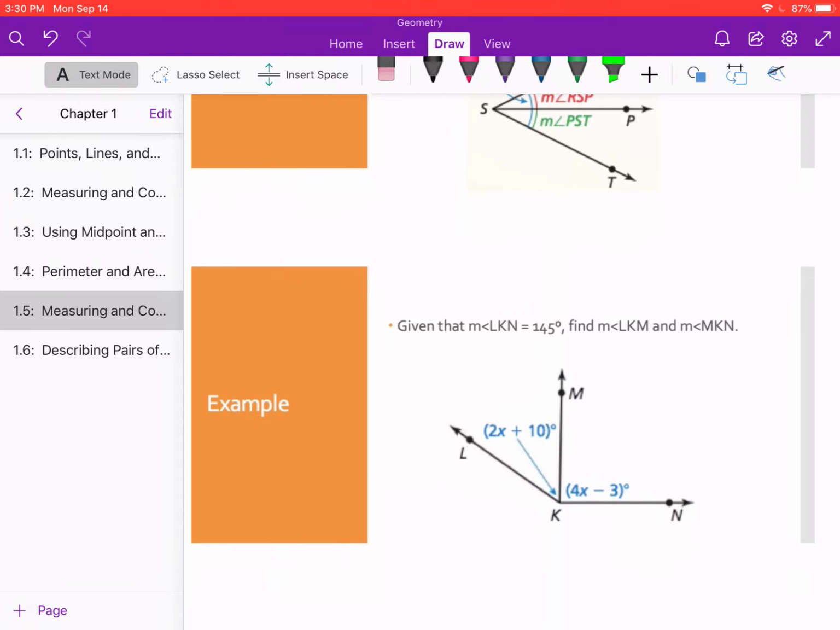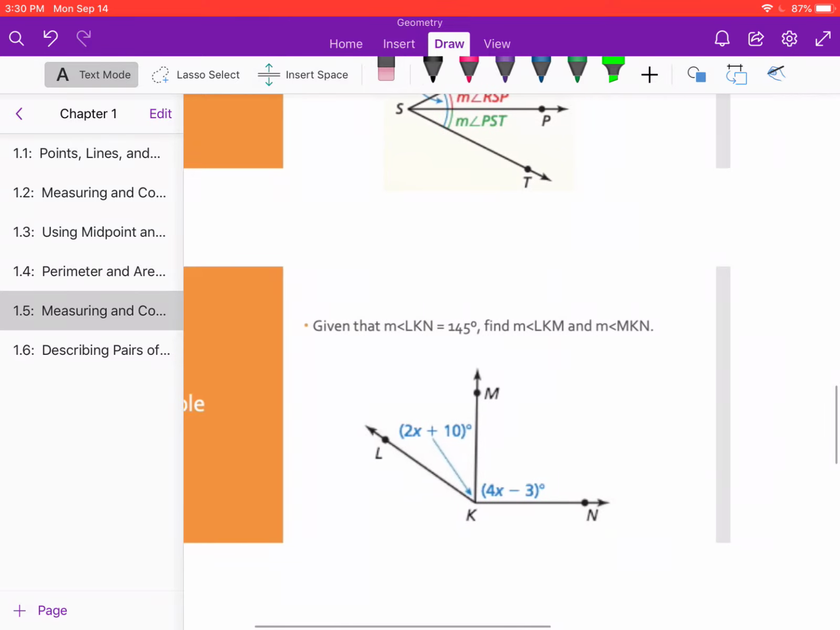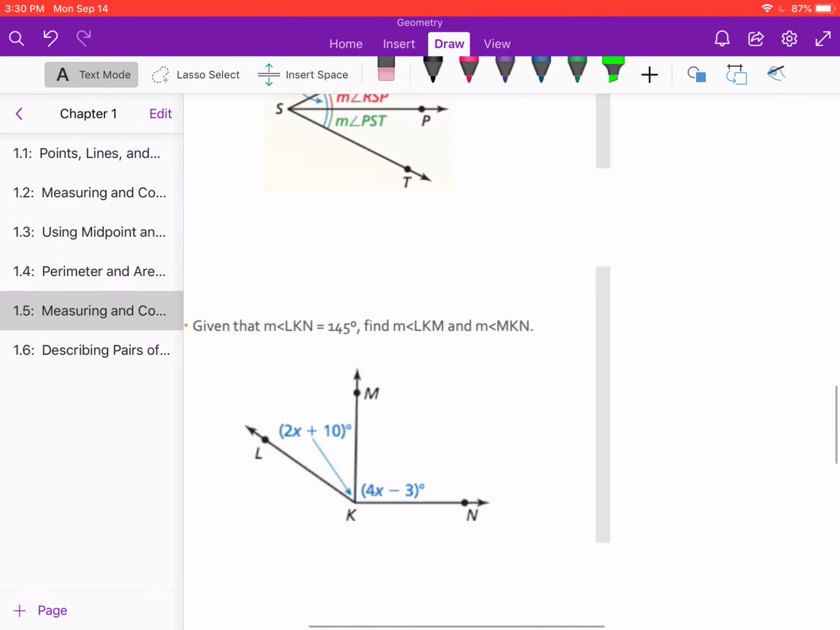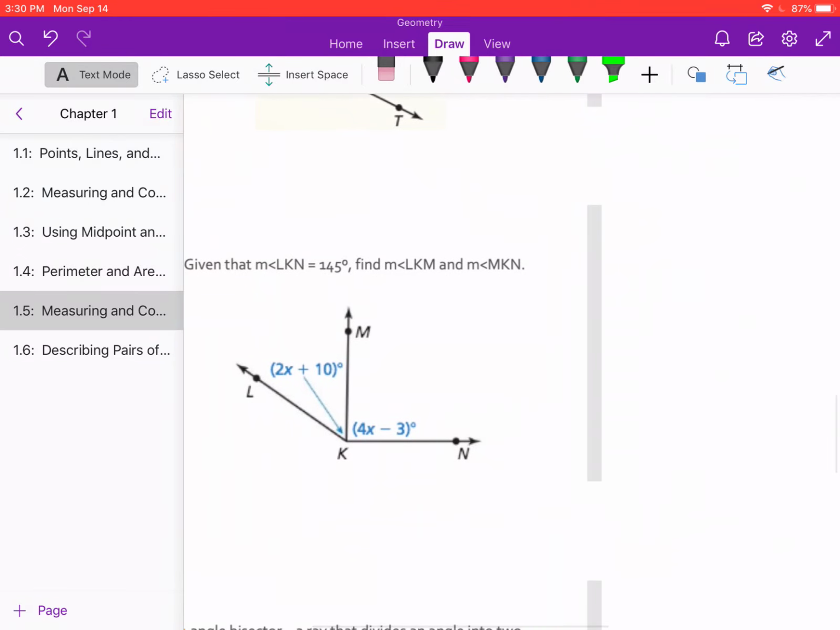So given that the measure of LKN is 145 degrees, find the measure of each of those smaller angles. So in order to find the smaller angles, we're going to need to find x first. So our angle addition postulate says that we can take our 2x plus 10 plus our 4x minus 3, and that's equal to the total measure, which they give us is 145.